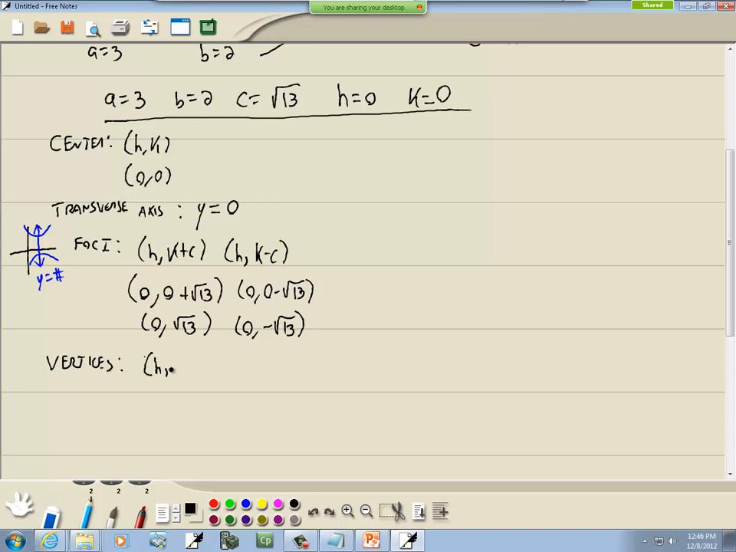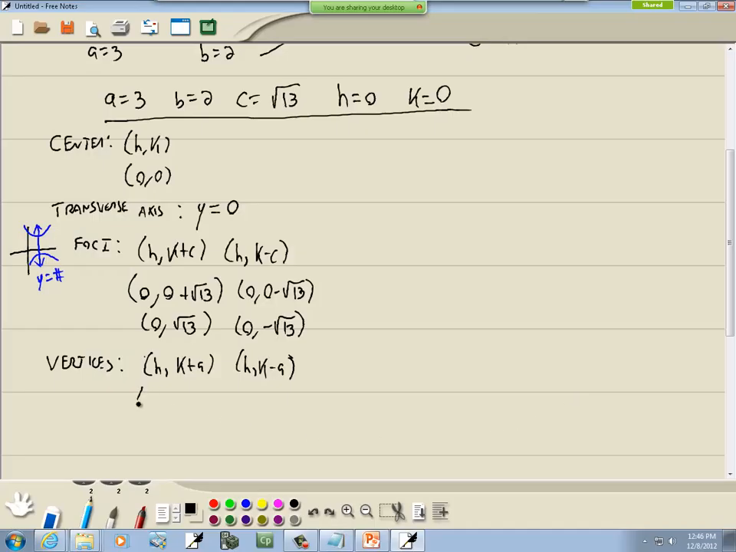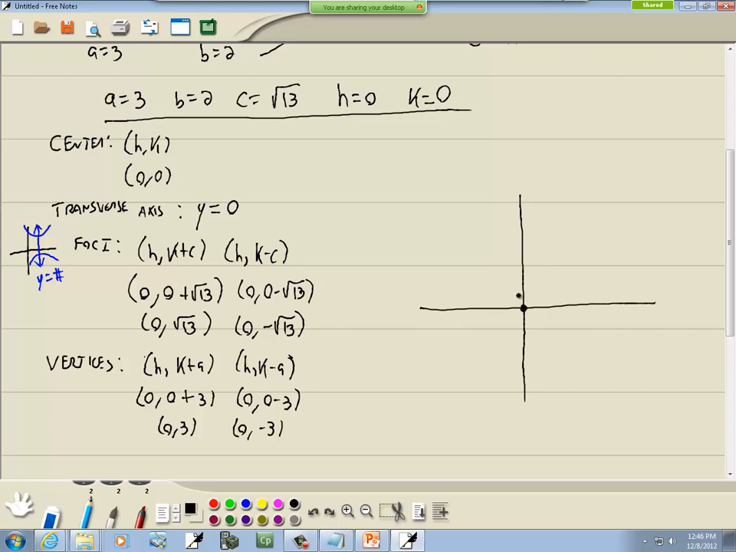Okay, our vertices will be h, k plus a, and h, k minus a. So our formula right here. So we got 0, and then 0 plus a. A was 3. And then we got 0, 0 minus 3. So we got 0, 3, and we got 0, negative 3. Okay, our center is 0, 0. So we're sitting right there. Vertices are 0, 3. So that's one of our vertices. And negative 3, or 0, negative 3. That's another vertex. So I know it's going to go like that.